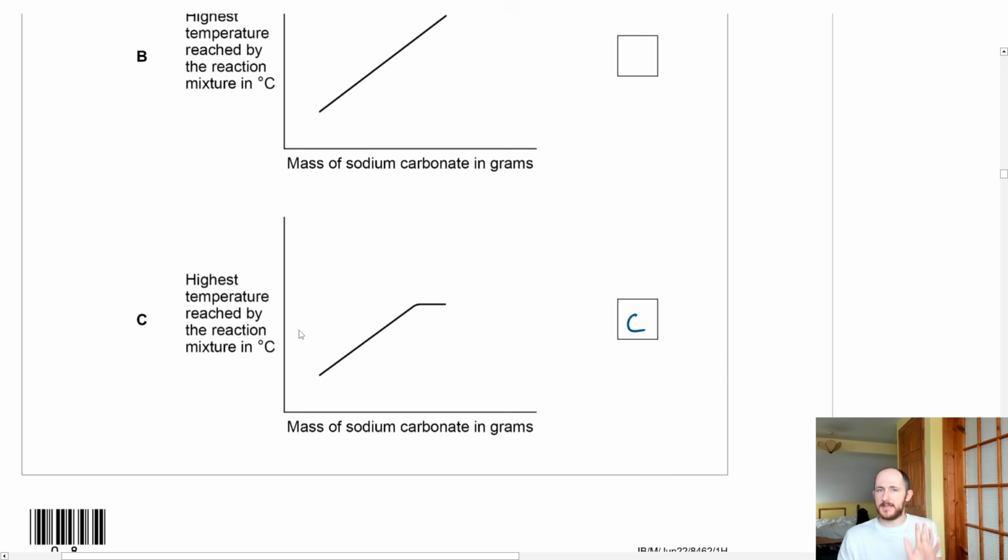Anytime you have a limiting factor, eventually the rate of reaction plateaus because the thing you're changing is no longer the thing limiting it. So in this case, we've added so much sodium carbonate that there's actually not enough hydrochloric acid to react with it.